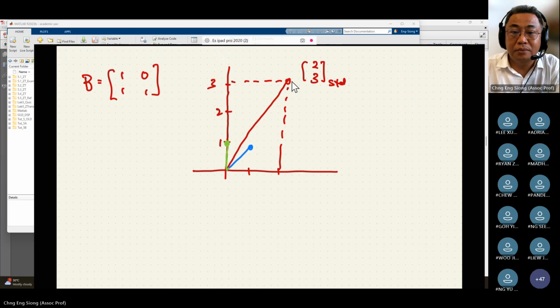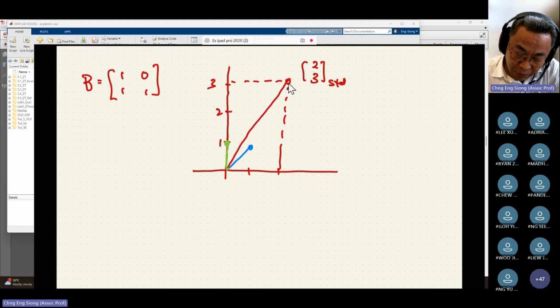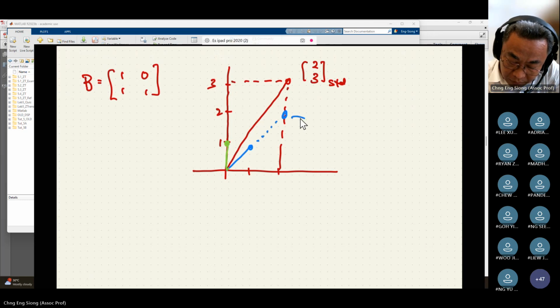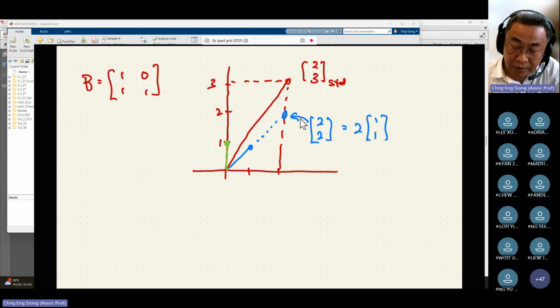Anyone? How can I use the blue and the green to reach this point 2, 3? 1, 1. Then the next time I move is what? If I move the blue by another bound, becomes what, guys? If I move the blue by one bound, becomes 2, 2, right? So this is equal to 2 times 1, 1. 2 times the first guy.